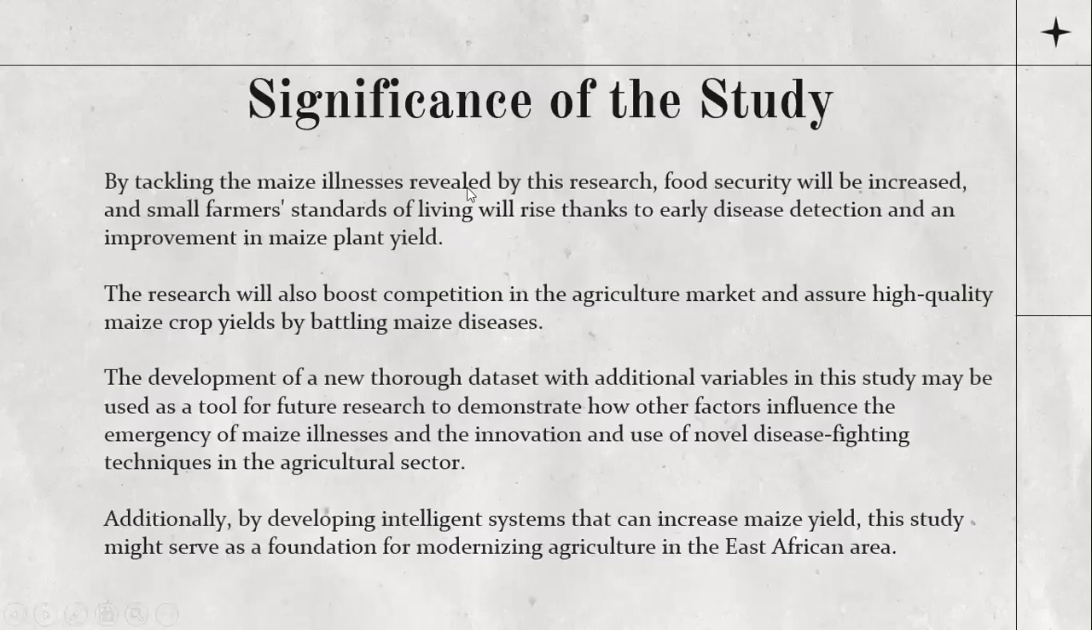Now, the significance of our study: by looking at the maize illnesses that were revealed in this research, we shall be able to improve food security, because as we showed you, maize is one of the most common food crops in East Africa. If we are able to tackle key areas like the diseases that affect it, we shall be able to improve our food security. We shall also be able to improve the farmers' standards of living, since they will no longer need to spend a lot of money fighting these diseases. When we use early detection, we shall be able to solve that.